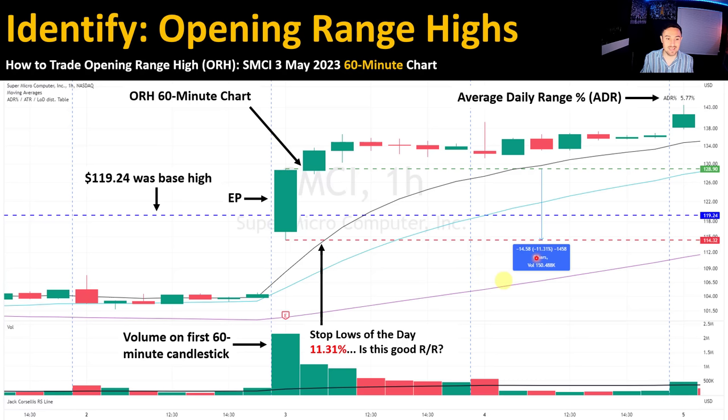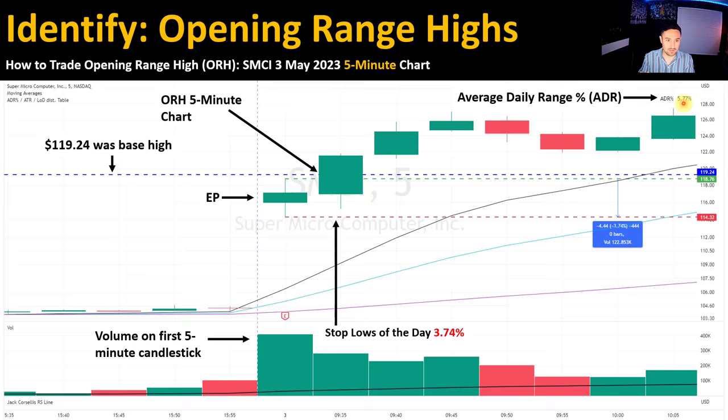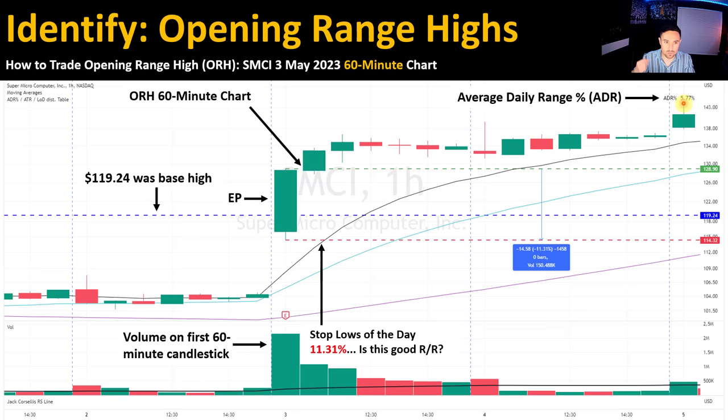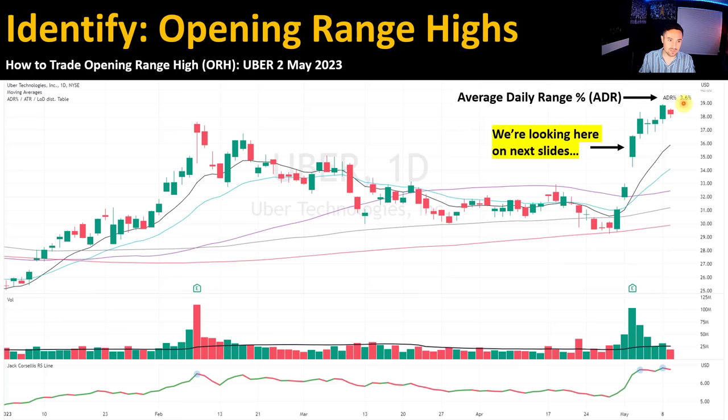Is that good risk versus reward? Look at the ADR percentage. No, it's about double. It's out of whack again. So 1 minute chart, good, we're in check. 5 minute chart, good, we're in check. 60 minute chart again, out of whack. So again, this is going to be feeding into your strategy for thinking about these things. Let's do another one here.